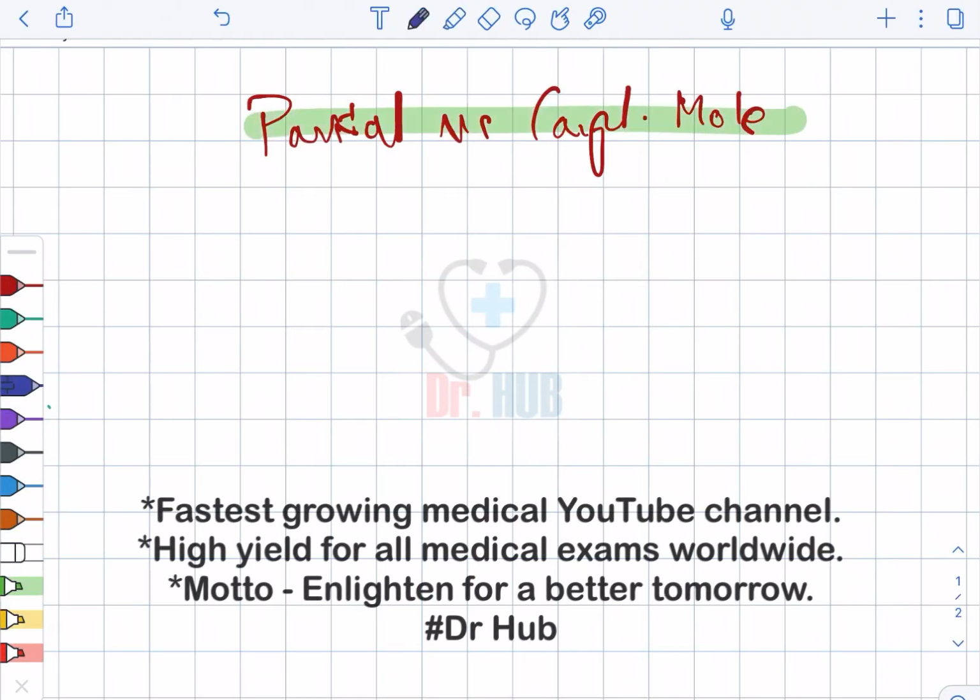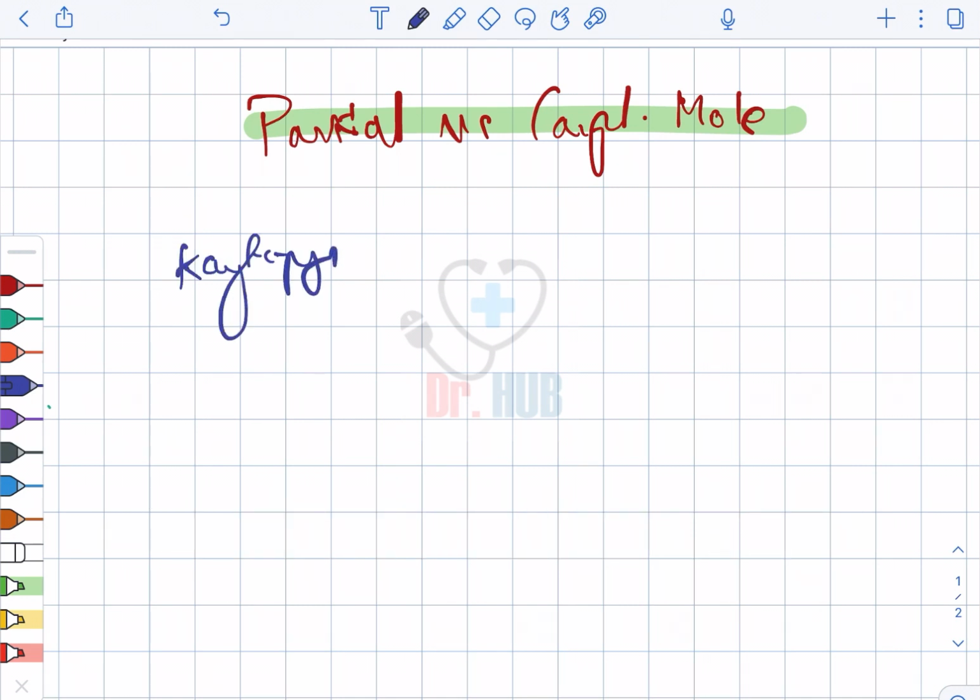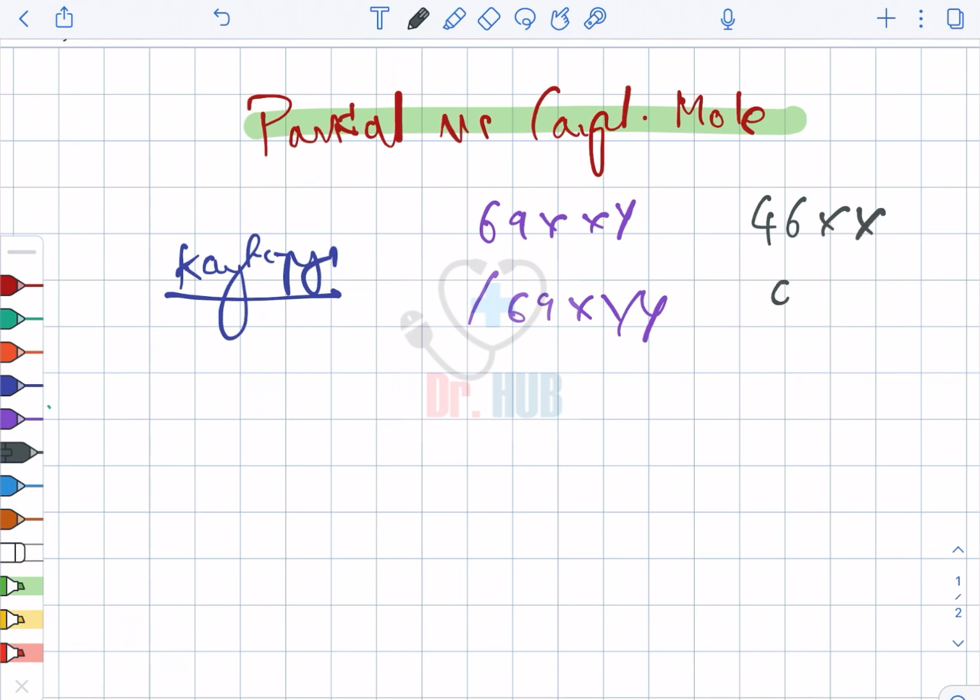Today we are looking at partial versus the complete mole. So firstly we are looking at the heading of karyotype. The partial mole has 69XXY or 69XYY. Next, if you look at the complete mole, it has 46XX or 46XY.